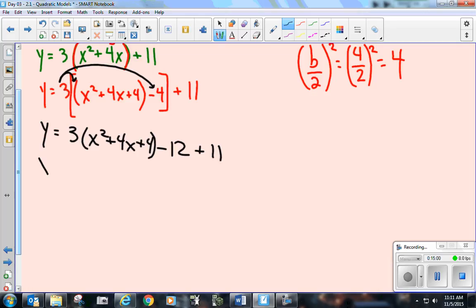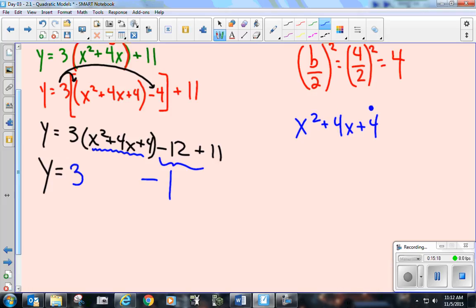What's one thing I can combine that you see right away? Negative 12 and 11. Negative 1. These combine to give you a negative 1. I still have my 3 out front, and what can I do with this? If I factor that, if I take x squared plus 4x plus 4, find two numbers that multiply to 4 that add to 4. What are they? X plus 2 times x plus 2. And if I multiply anything by itself, like 5 times 5, isn't that 5 squared? So if I multiply x plus 2 times x plus 2, is that x plus 2 squared? It sure is, people.